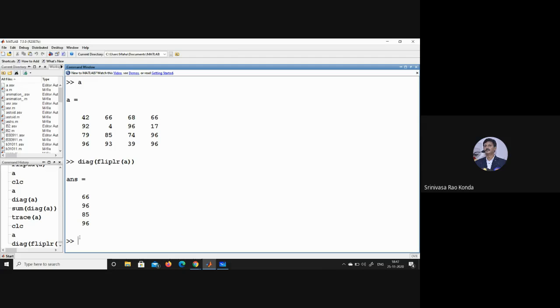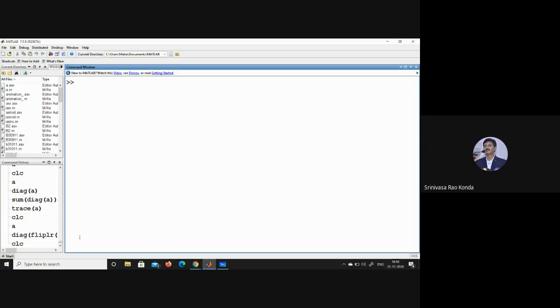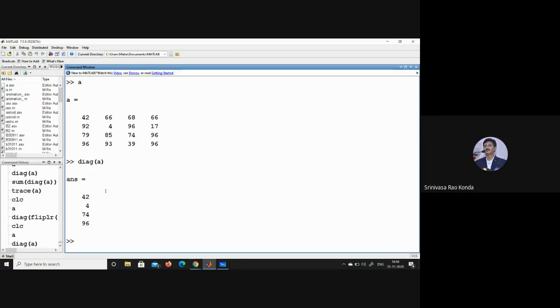Okay, next. Now we know this is one of the advantages. So many advantages are there with flip LR. A is with me. Now DIAG of A is there, so we obtain these elements. How to display these elements: 66, 96, 96, the elements above the principal diagonal elements. Next question, how to display the elements below the principal diagonal?